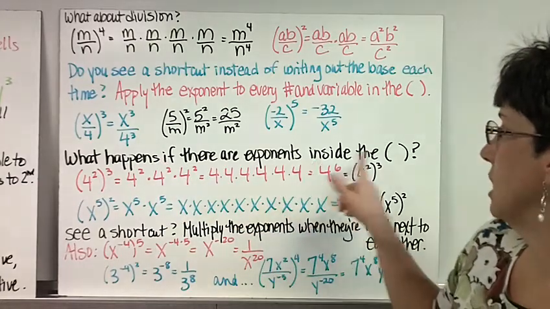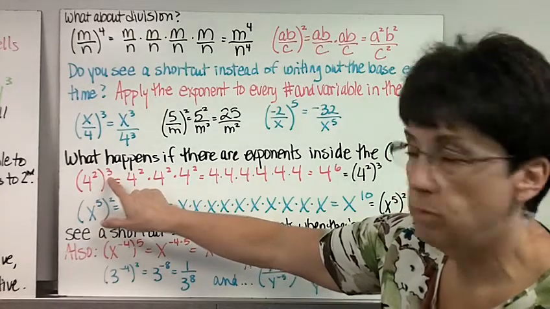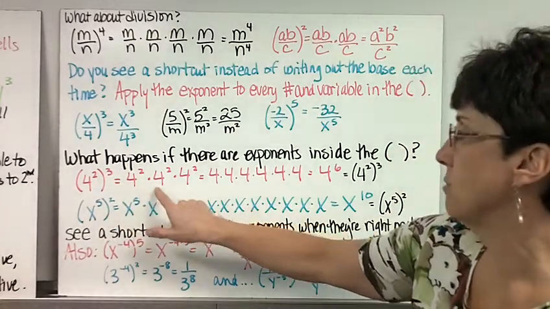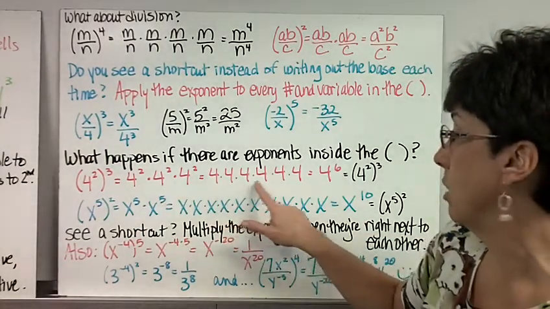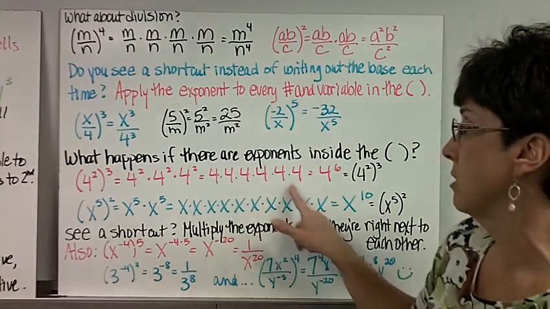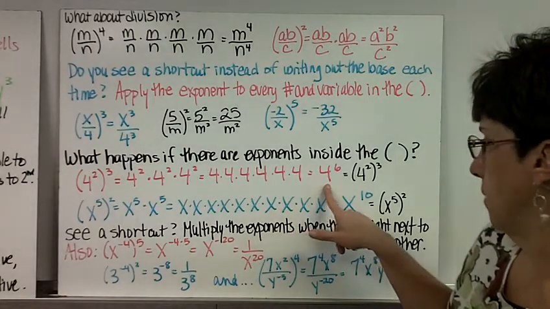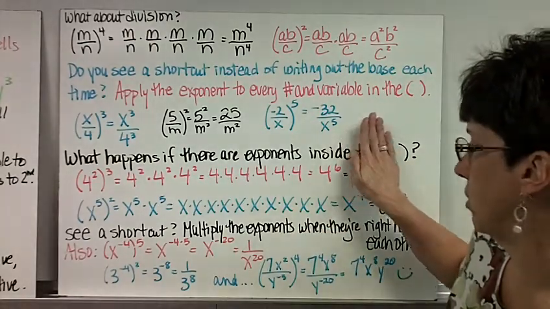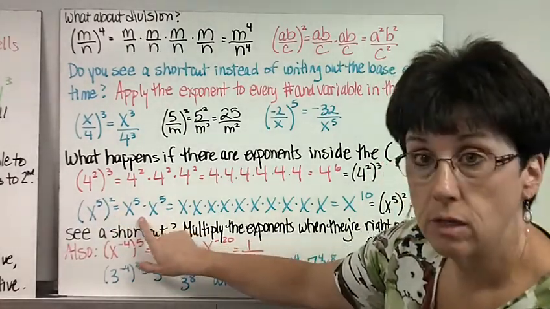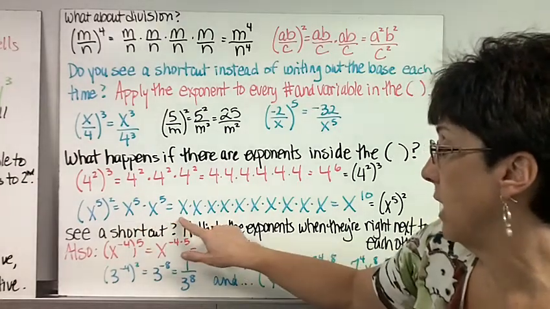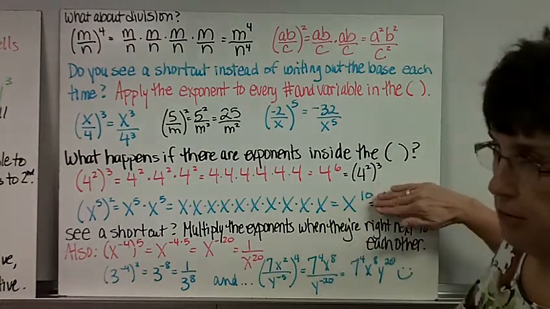What happens if there are exponents inside the parentheses? It's even more fun. All right, 4 squared to the third power means 4 squared times 4 squared times 4 squared, which if I broke the 4 squared out means it's 1, 2, 1, 2, 1, 2, because it's 4 squared 3 times. 1, 2, 3, 4, 5, 6. It's 4 to the 6th. What about x to the 5th, quantity squared? That means x to the 5th 2 times. I could write all my x's out, 5 x's, 5 x's, and if I count them up, I get x to the 10th.